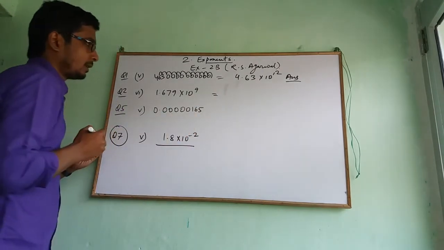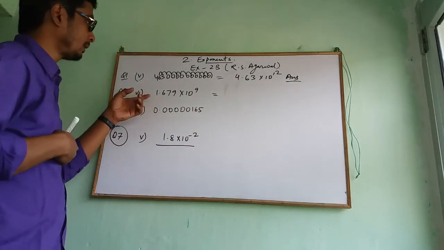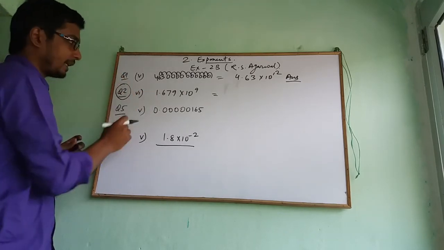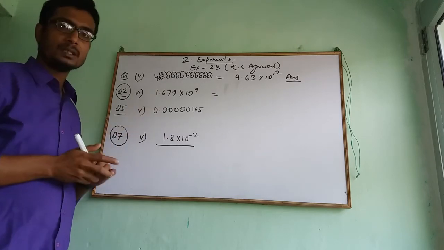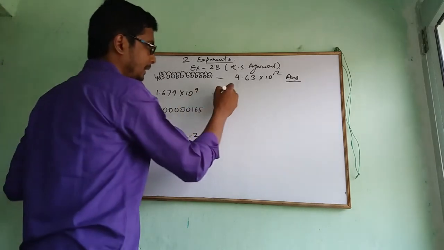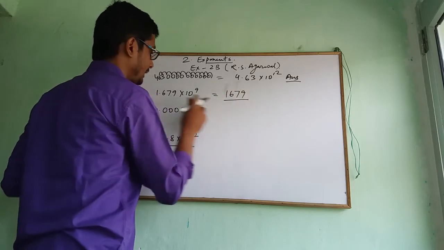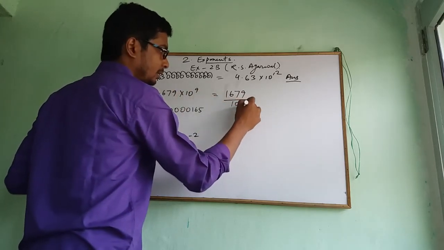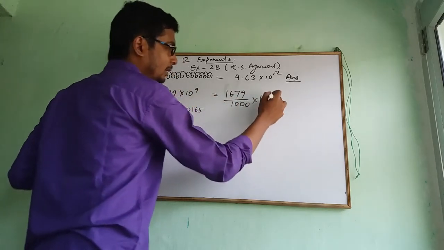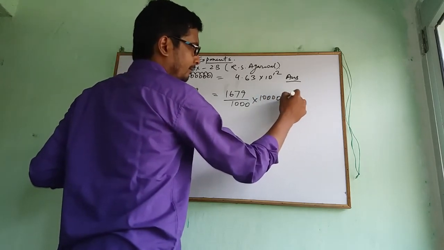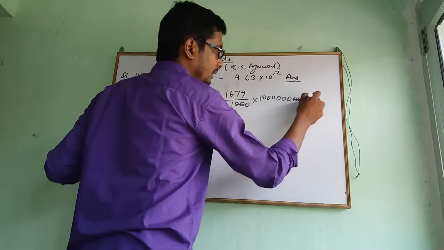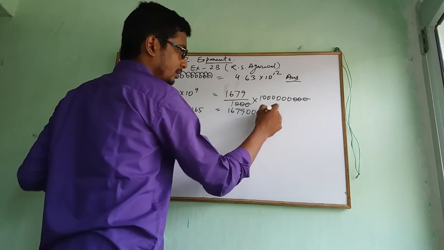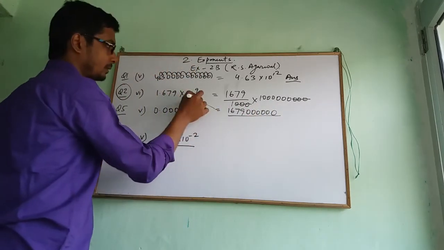Now in this question I have to write in usual form. In question number 2 and in question number 7, I have to write the numbers in usual form in both the questions. So what will I do? I will write 1679 divided by, after removing the decimal, the number of digits is 1, 2, 3. So you can write 3 zeros into 10 to the power 9. So you will write 9 zeros. So the 3 zeros cancel out, and the answer will be 1679 followed by six zeros. So this is my answer of this question.